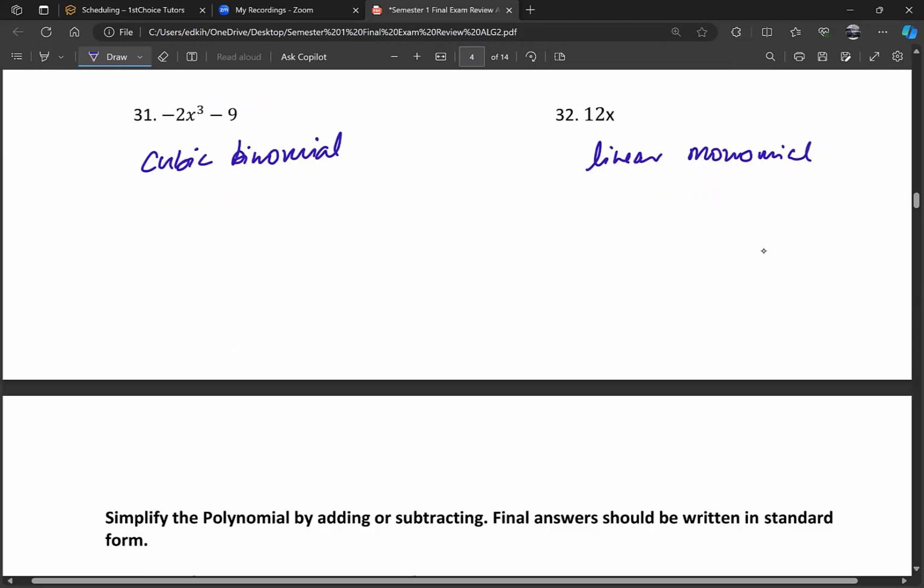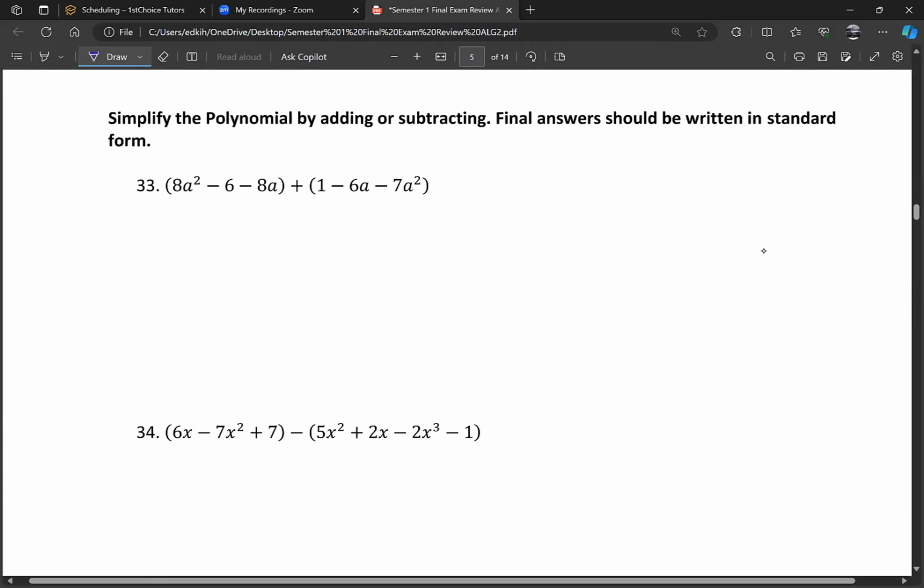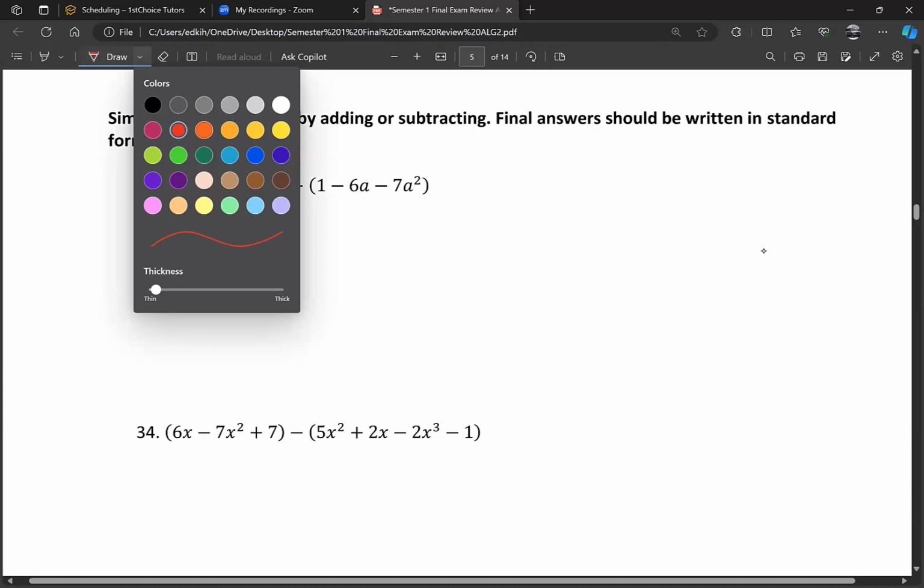Well, that completes that section, and this is straight up from your notes. So just study your notes also. The next section is requiring us to simplify polynomials. So let's go there.